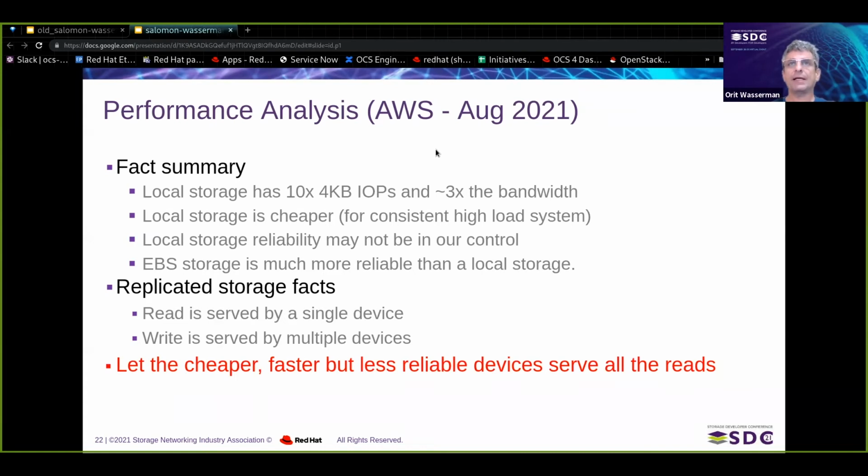And here is the main idea. Let the fast devices serve all the read requests as long as the devices are available. And on the write, replicate the data also to the more reliable EBS volumes. So for the read IOs, we use only faster devices, and we limit the use of slower devices to write IOs and reads when device error happens on the fast devices.